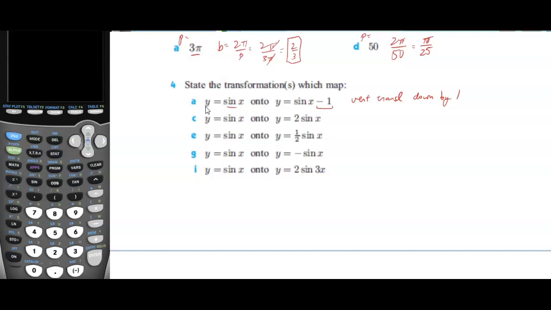Y equals sine x onto y equals 2 sine x. So 2 multiplication on the outside of the parentheses, that would be a vertical stretch by times 2. Okay? Next one. 1/2 sine x. 1/2 is a multiplication on the outside. Vertical. Now in this case, you could say vertical stretch by 1/2.